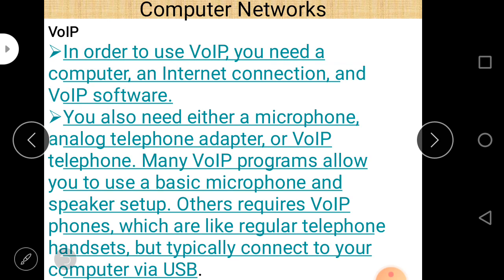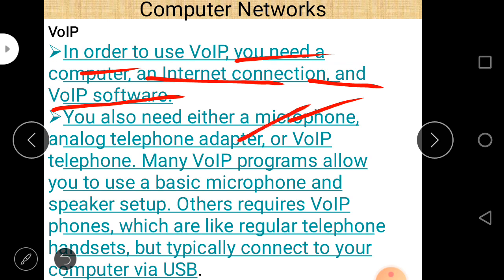In order to use VoIP you need a computer. The requirements to use VoIP are a computer, second an internet connection, and third VoIP software. You also need either a microphone, an analog telephone adapter, or a VoIP telephone.